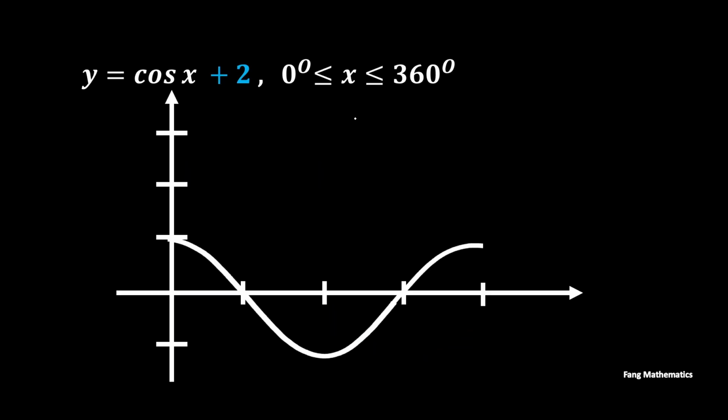We now look at this question in which you have plus 2 outside the function. That tells you that you are to move in the vertical direction, either up or down. And let's look at the plus 2. The sign plus tells you you are to move up, and the 2 tells you you are to move up for 2 units.